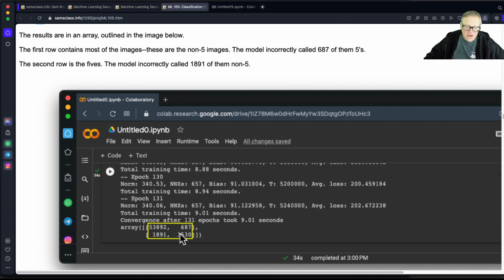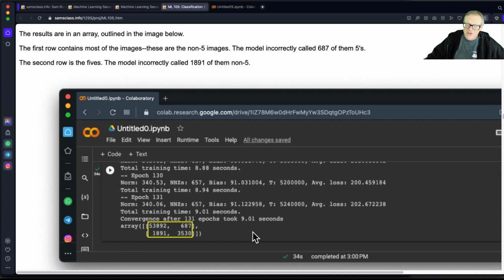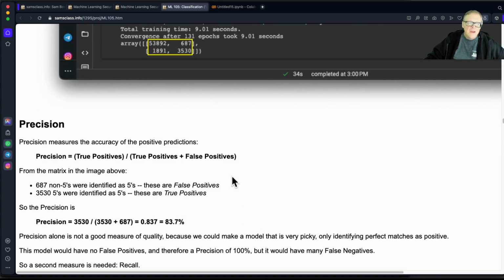And as you can see, we got 3,500 of them right and 1,800 of them wrong. So we missed almost a third of the 5s. And we had false negatives something like a third of the time, where a 5 was not detected as a 5. And we had false positives only about 1% of the time, where a non-5 was incorrectly identified as a 5. So that's a more detailed analysis of the accuracy of our activity here.